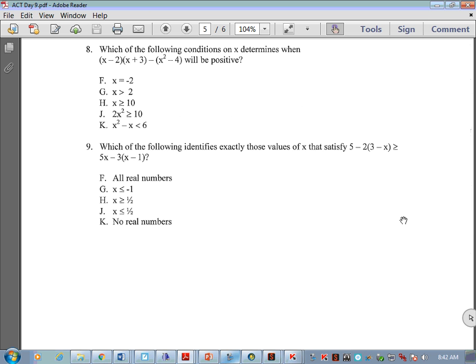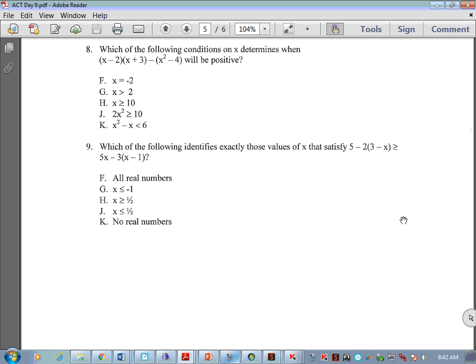All right, let's see. Which of the following conditions on x determine when this will be positive? Marcus, did you get an answer on 8? No, not yet. JP, did you get an answer on 8? Okay. Let's see. When this will be positive. I'm trying to think about this. It should be, yeah, it is gravy. It is x when x is greater than 2. Okay. I think what we're wanting to do here is actually factor this on down.